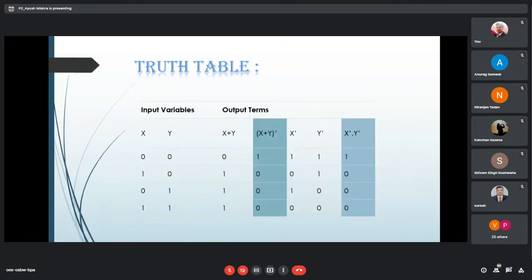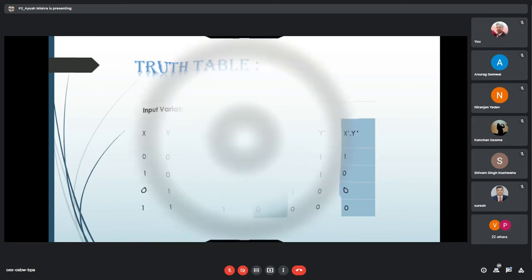We have the truth table for this proof also. As I told you, all of De Morgan's theorems, or in fact any algebraic expression, can be proved using the truth table. Here again the column number 4 and the last column are equal, showing that De Morgan's theorem for this also holds true.